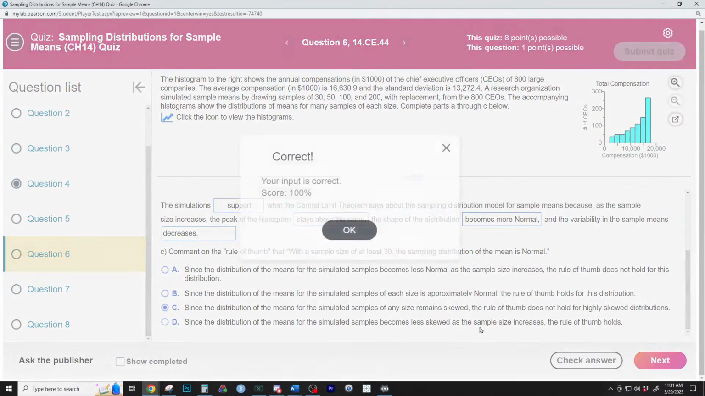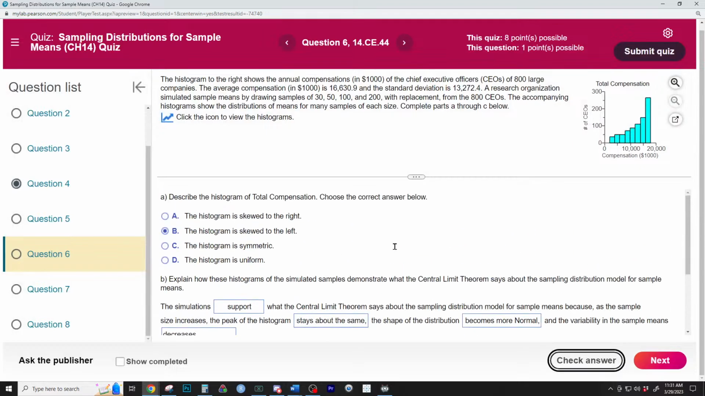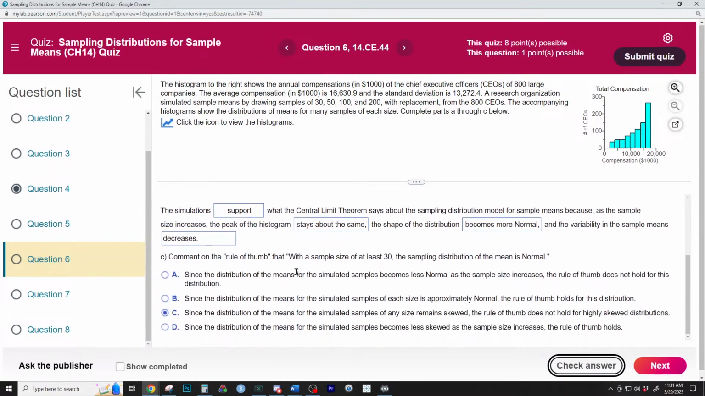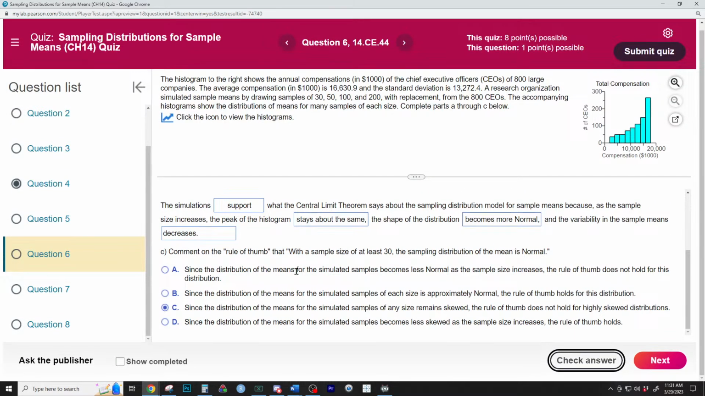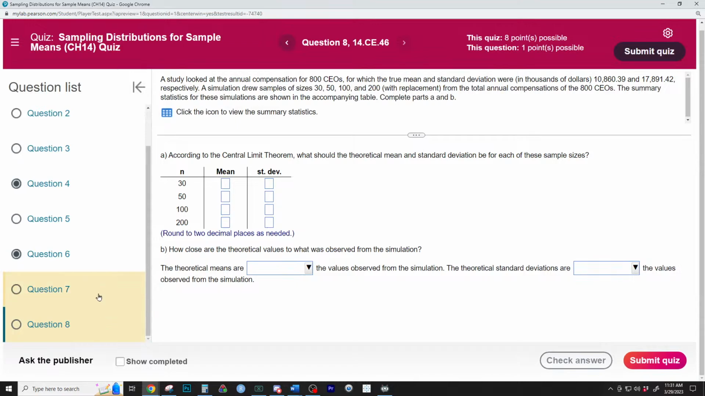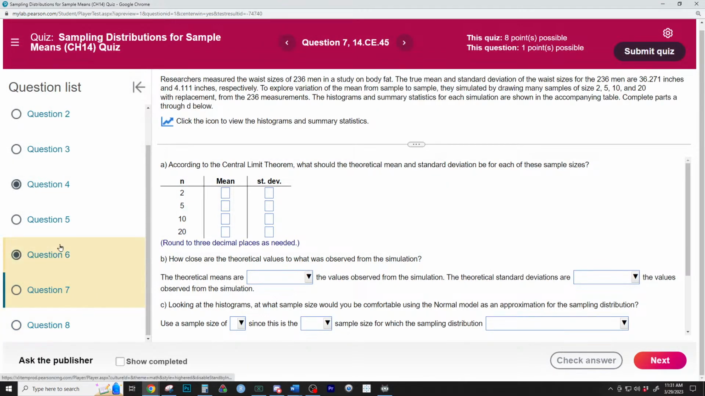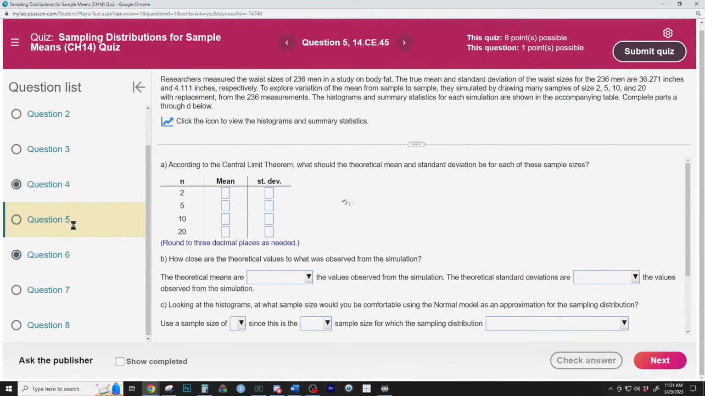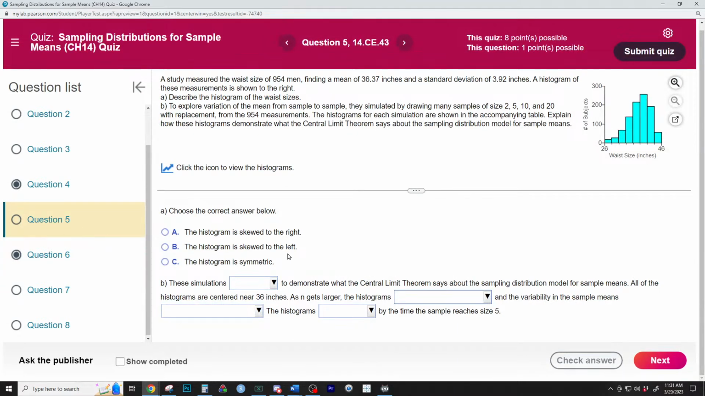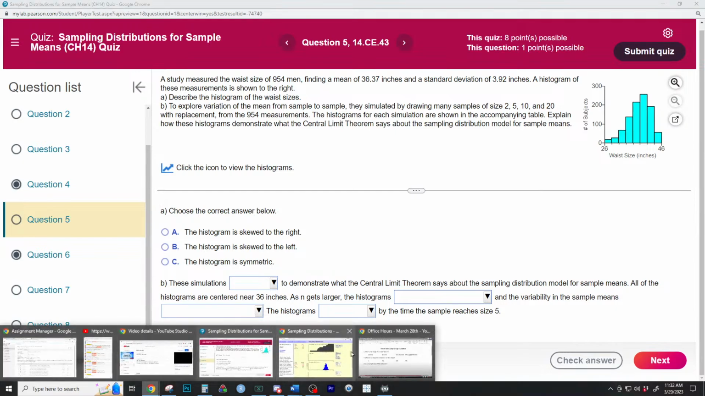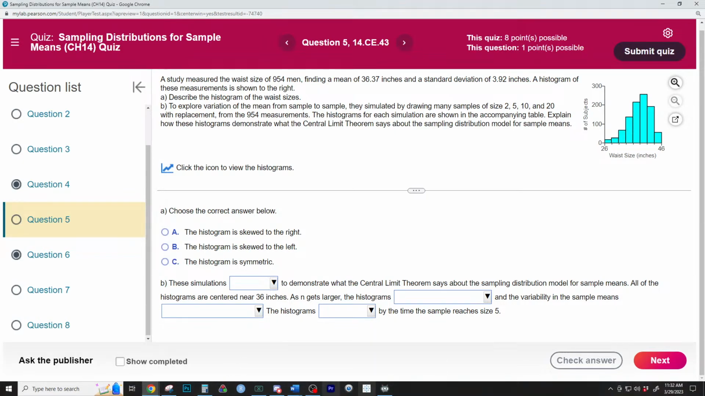And that should do it. Good question right there. Once again, it's multiple choice, so you have to understand the concepts behind it. So which one should we do right now? I don't know. We've only got a few more. We've done a lot of these already. I'm trying to think of ones we haven't done yet. We didn't do the waist size one yet. A study measured the waist size. So let's do that one.